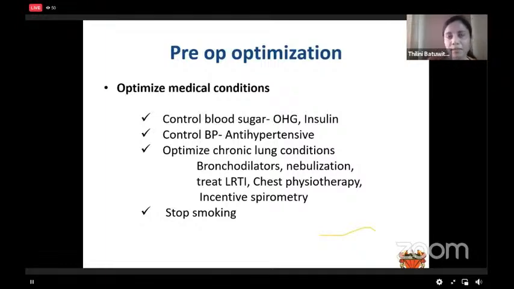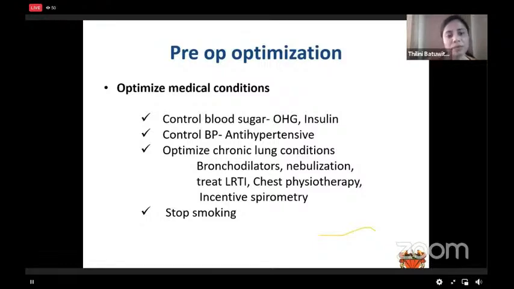But even if you stop smoking for at least 24 hours, that has a better effect than the patient smoking just before going to the theater. So therefore, it's very important to counsel them to stop smoking, and to make sure that they are out of smoking when it comes to the surgery.